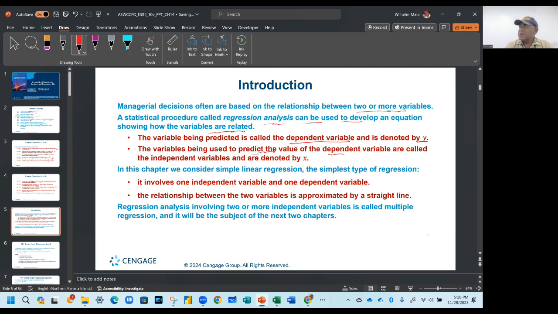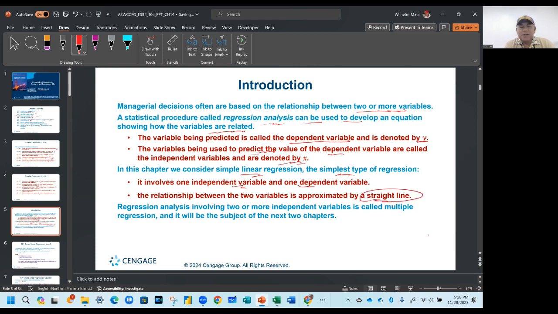That is, the independent variable helps explain variations in the dependent variable, and it is usually denoted by x. In this chapter, we consider simple linear regression, the simplest type of regression. You can have multiple linear regression, and then it gets more sophisticated into nonlinear forms of regression. Simple linear regression involves one independent variable and one dependent variable, and the relationship between the two variables is approximated by a straight line.